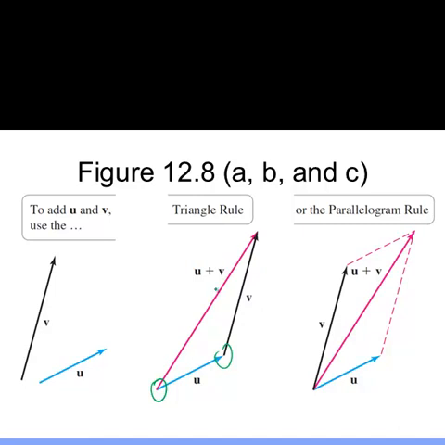And then the resulting vector of u plus v is going to go from the tail of u to the head of v. So here's u, here's v, here's u plus v.